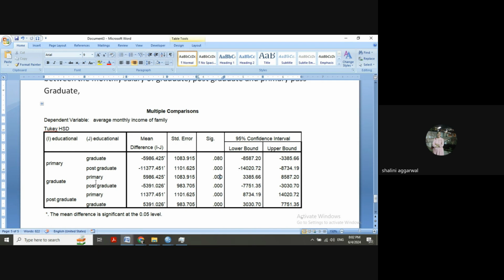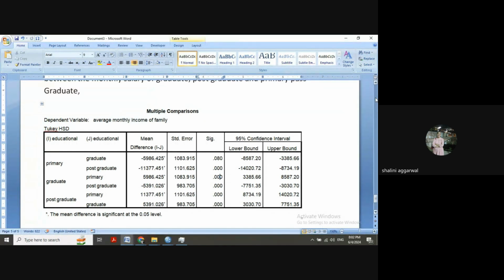So graduate with primary person, there is no significant difference. Graduate with postgraduate, there is not. Meaning here you can do the multiple comparison. Can you see this? So the post hoc test gives you a multiple comparison.